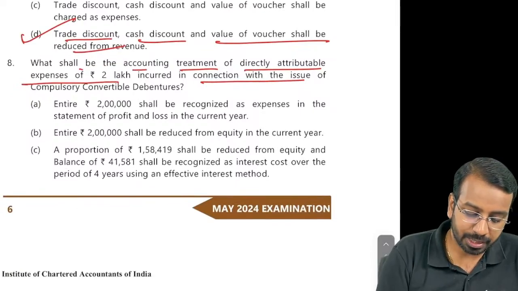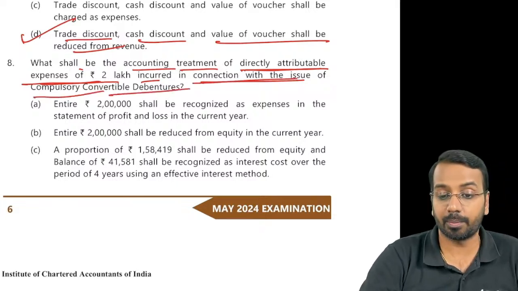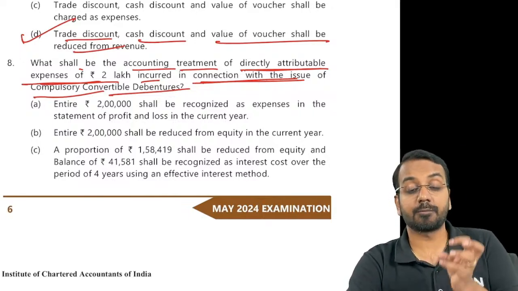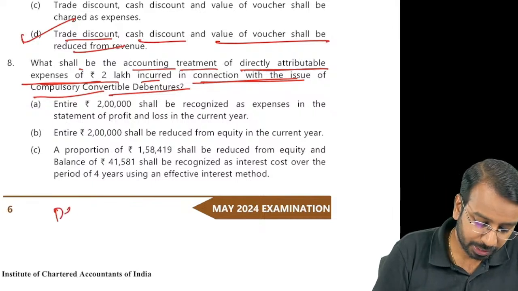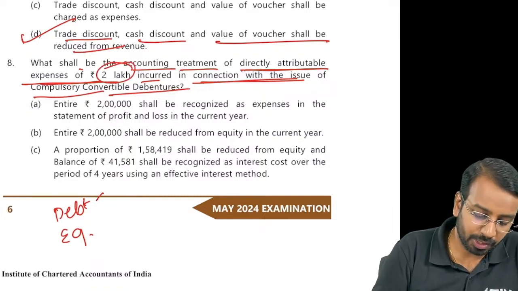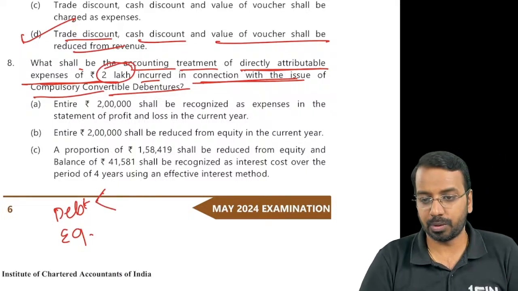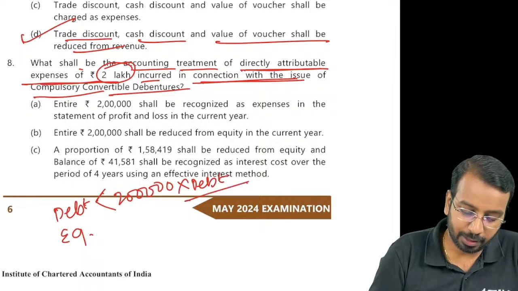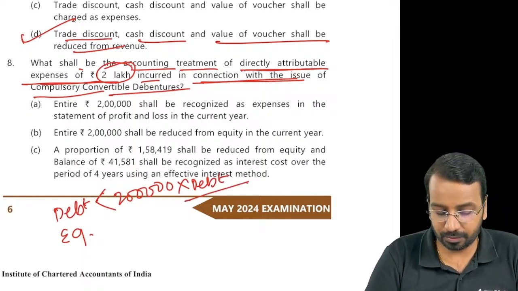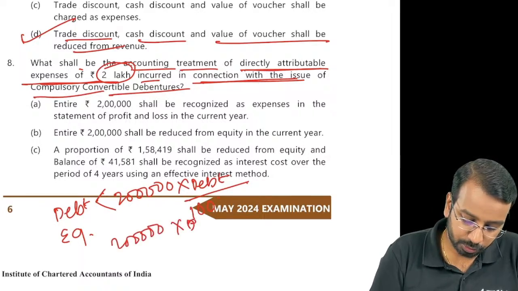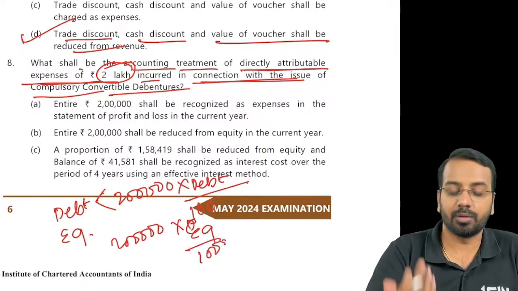Then, what shall be the accounting treatment of directly attributable expenses of 2 lakhs incurred in connection with issue of compulsory convertible debentures? So we have issued CCD. When we have issued compulsory convertible debentures, there are two components. One is debt component, another one is equity component. Now this transaction cost of 2 lakhs will be split between debt and equity in their respective ratio. So what you can do, 2 lakhs into whatever is the debt component divided by debt plus equity. So debt plus equity is your 100 lakhs. Same way, 2 lakhs into equity divided by 100. Like this you can do the split.